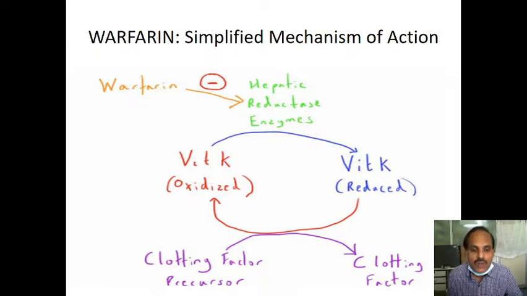So what does warfarin do? Warfarin will prevent the conversion of oxidized vitamin K to reduced vitamin K. We need the reduced vitamin K. Now, oxidized vitamin K is reduced by vitamin K oxidoreductase. If you block that with warfarin, the oxidized vitamin K cannot become reduced. So that is a simplified way.